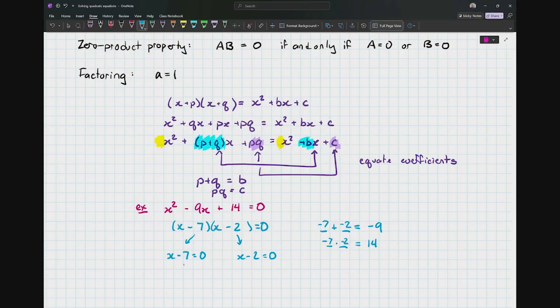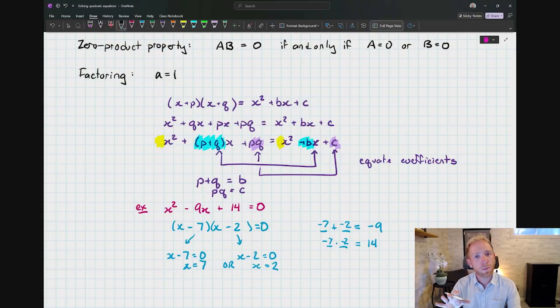And then using the addition property from linear expressions that we just talked about, and then using the addition property for equations, we can add 7 to both sides and get x equals 7. And in this case, we can add 2 to both sides and get x equals 2. So we have two solutions, x equals 7 or x is equal to 2.